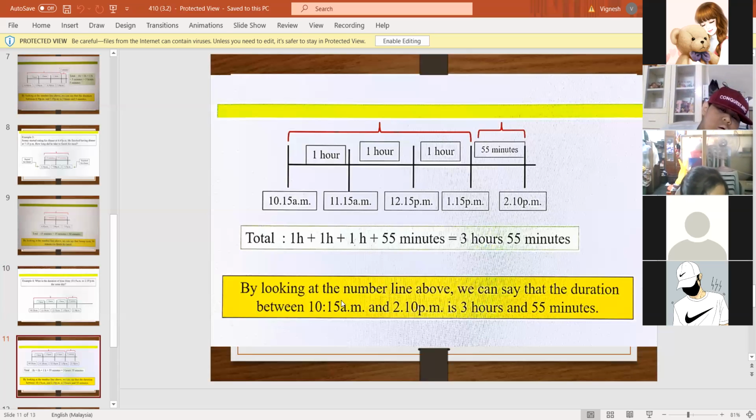By looking at the number line above, we can say that the duration between 10:15 a.m. and 2:10 p.m. is 3 hours 55 minutes. Understand? Understand. Okay, very good.